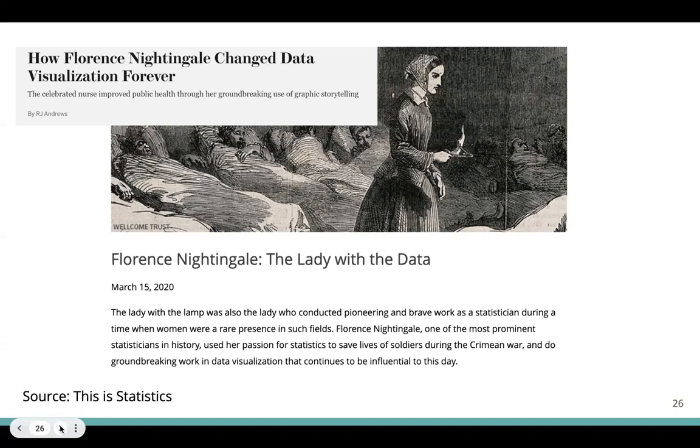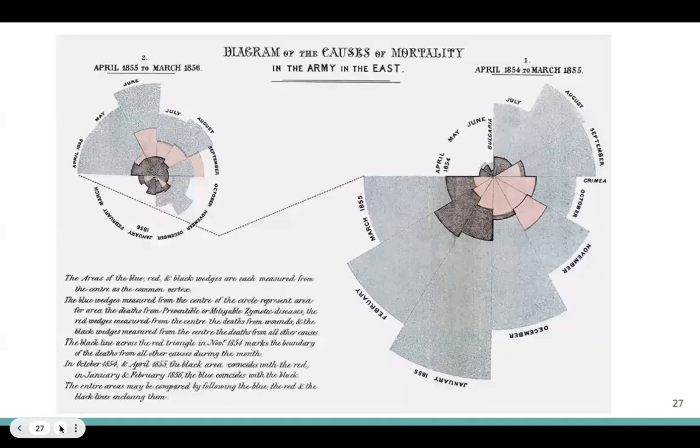But that's where this came together: her vocation as a nurse, and her skill as a data visualization specialist, as a data scientist, should we say, where she used her passion for statistics and good, clean data visualizations to actually save lives. So let's see how she actually ended up doing that. Here is a graph that she actually made.